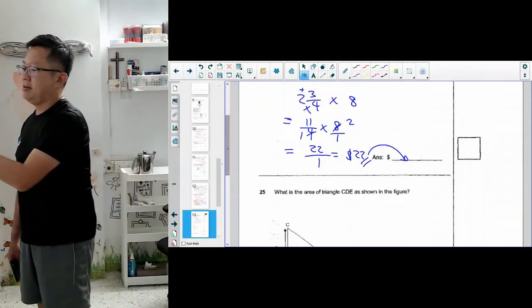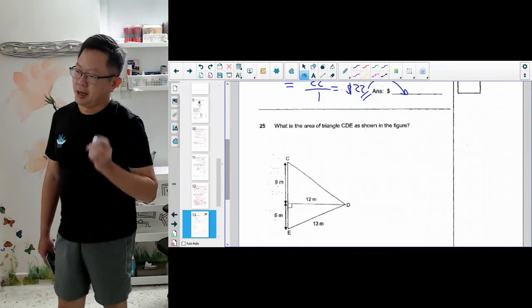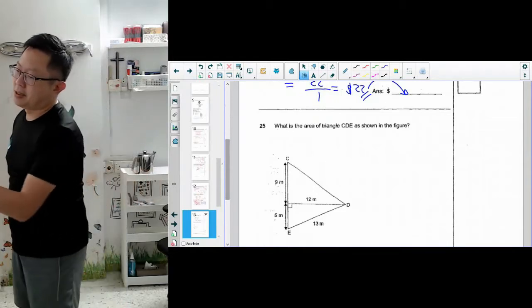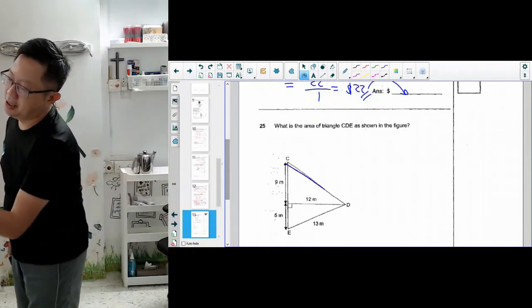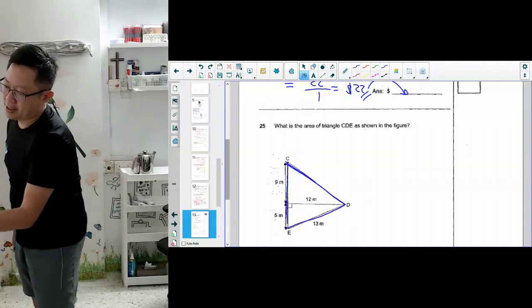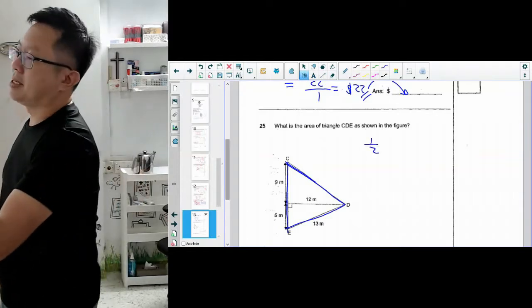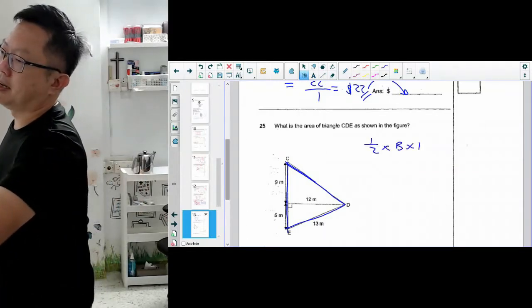Okay, question 25. Triangle again. So what's the area of triangle CDE? You got to highlight the triangle that you are looking at, which is CDE. So this is the triangle that you are finding. So how do you find the area? Then you must remember your formula, which is half times base times height.